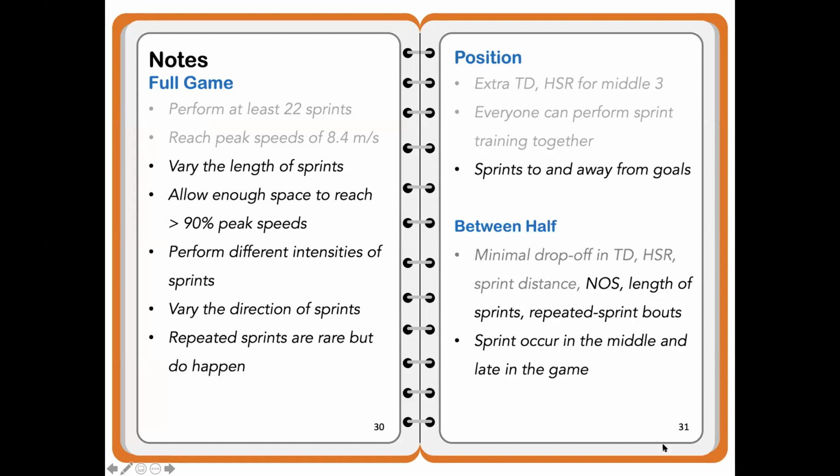And between halves, there's also a minimal drop-off in the number of sprints, the length of sprints, and the number of repeated sprint bouts. Sprints happen in the middle and late in the game. So again, we may need to think about putting sprint practices in, or ensuring that they happen within our activities, at the middle of our training session and at the end of the training sessions.